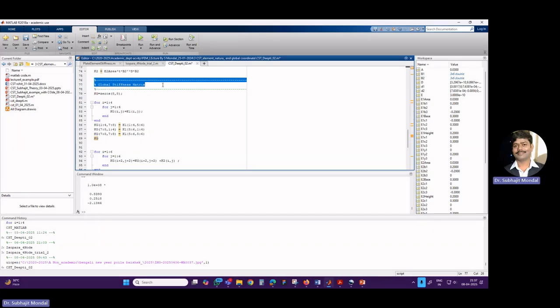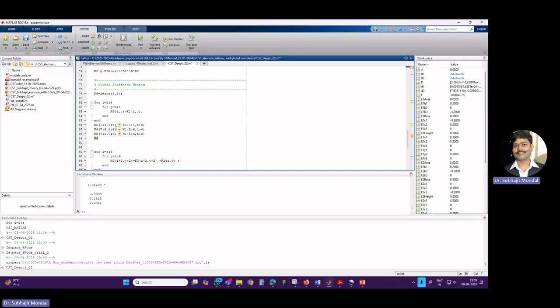Now we are going to find the global stiffness matrix. Already we know that size of the global stiffness matrix is 8 by 8 because we have 4 nodes and each node has 2 degrees of freedom. So total size of the global stiffness matrix will be 8 by 8. And for each element, size of the stiffness matrix is 6 by 6. Now here basically we can obtain the global stiffness matrix by adding the stiffness matrix of each element into the global matrix.